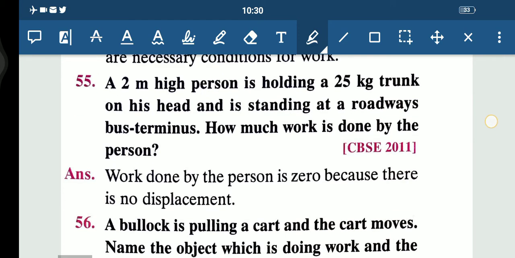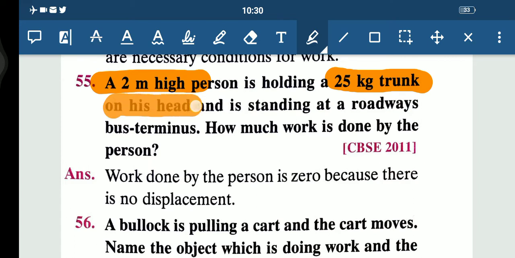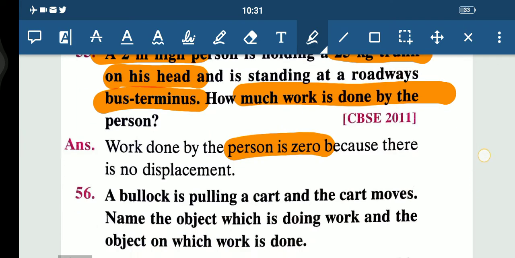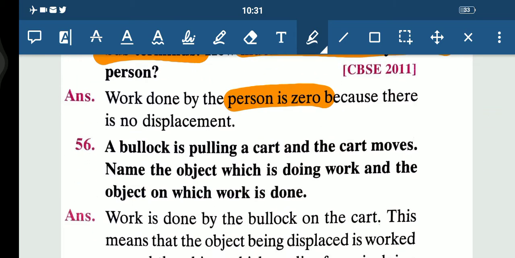So the next question is: a 2-meter-high person is holding a 25 kg trunk on his head and is standing at a roadways bus terminus. How much work is done by the person? Beta, the work done will be 0. Why? Because there is no displacement. Unless there is displacement, there will be no work done.